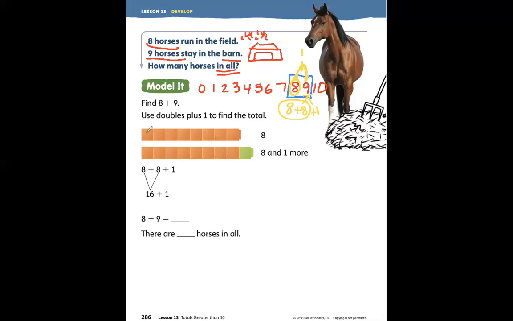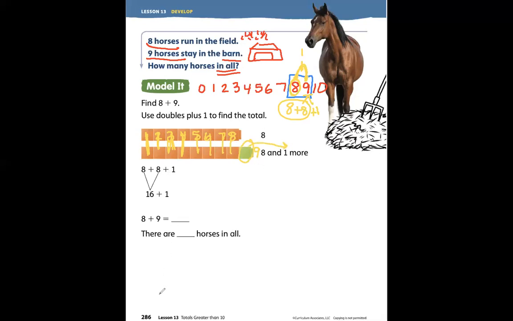You can see here we've got 1, 2, 3, 4, 5, 6, 7, 8. 8 is here and 9 is here. Let's look. We can see that these are all lined up, right? So they're right underneath each other. And how many extras? Just 1.